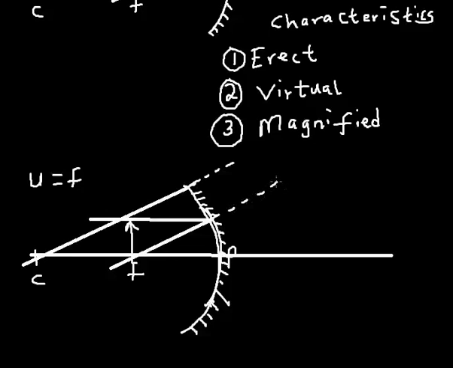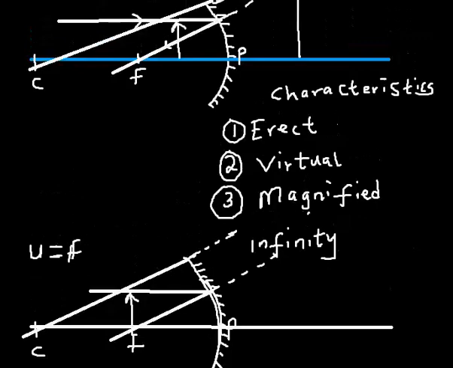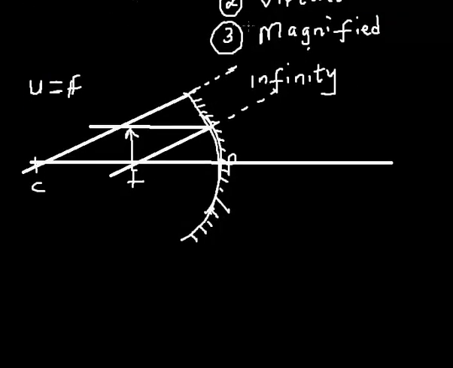they will not meet. So what's the nature of the image? You now discover that when the object is placed at the principal focus, the image is formed at infinity. So please take note of that. Object placed at principal focus, image is formed at infinity. So we don't know the nature of the image, because the image is at infinity.